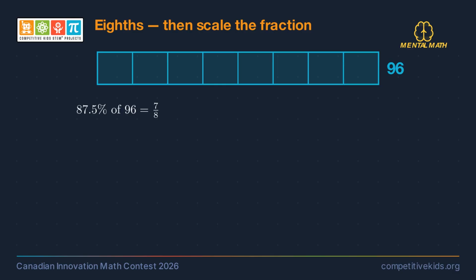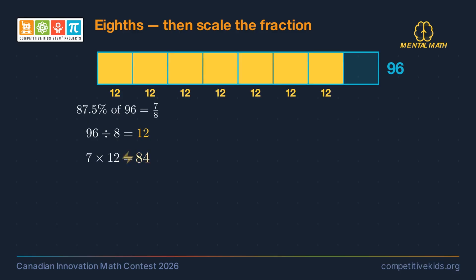87.5% is 7/8. Look at the fraction. Rewrite. Divide by 8, then take 7. Compute. Carve 96 into 8 equal slices. Each slice is 96 divided by 8. That is 12. Take 7 of them.